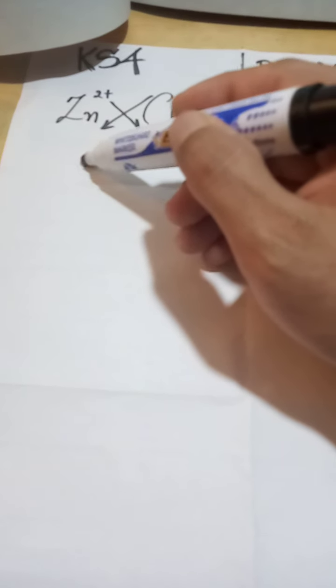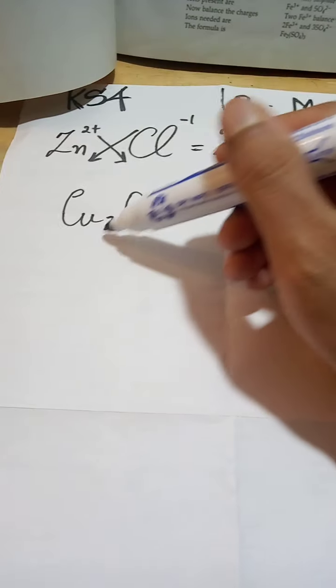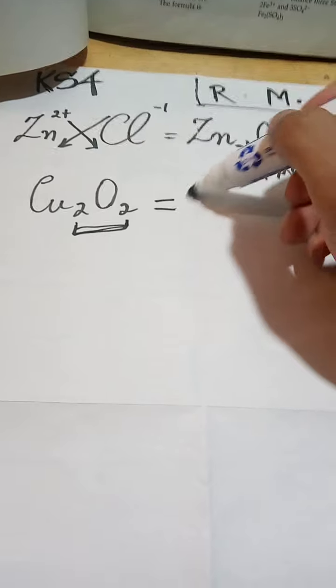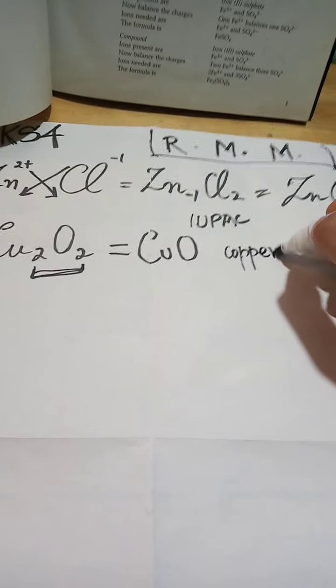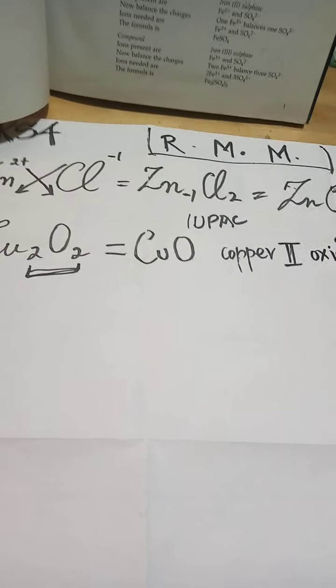It is akin to the concept of Cu2O2, where empiricity rules, and you write it as CuO, copper oxide, copper 2 oxide, but you make sure, to fulfill the IUPAC standards, you mention copper 2 oxide.